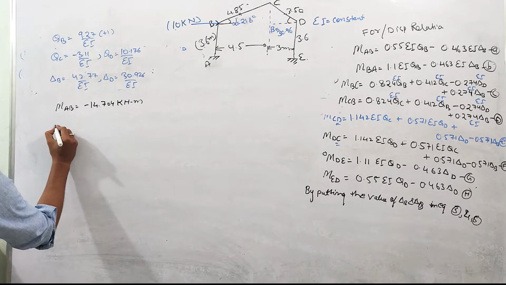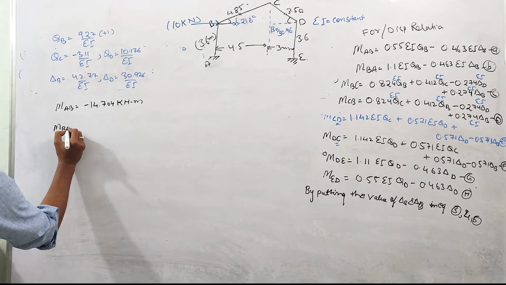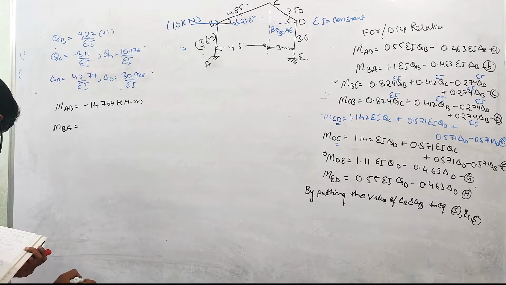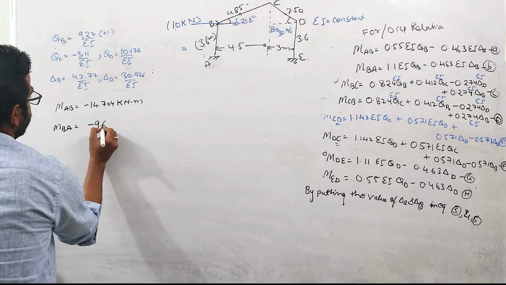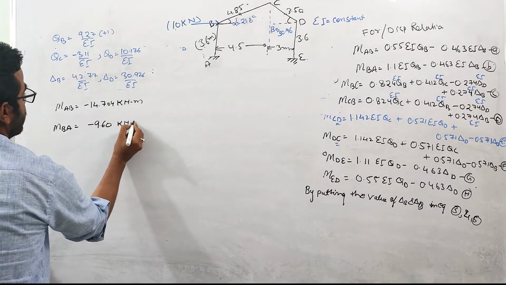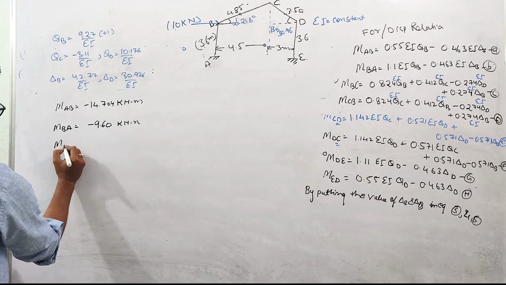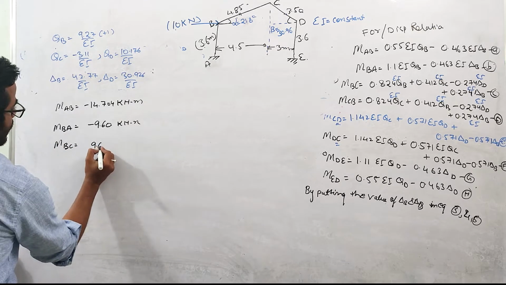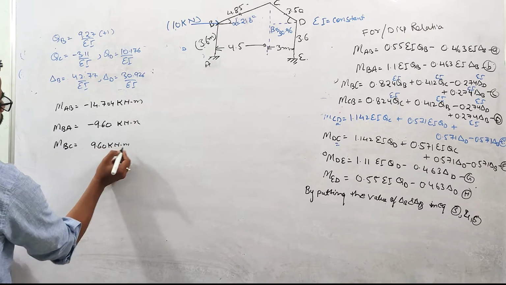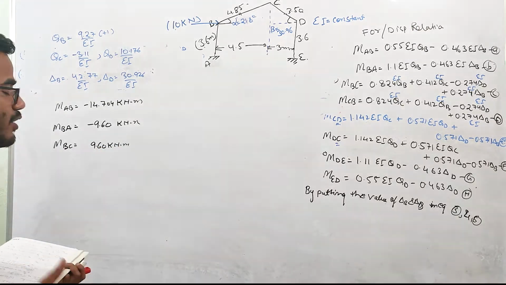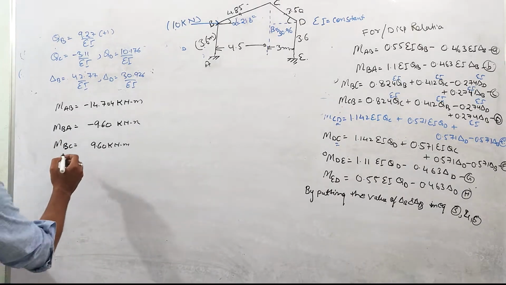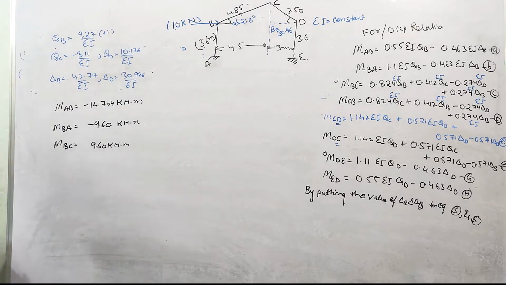MBA comes out to be minus 9.60 kilonewton meter. Similarly, MBC comes out to be 9.60 kilonewton meter. Why? Because as per the joint equilibrium equation, MBA plus MBC will be 0. From that equation we find MBC equals 9.60, right?